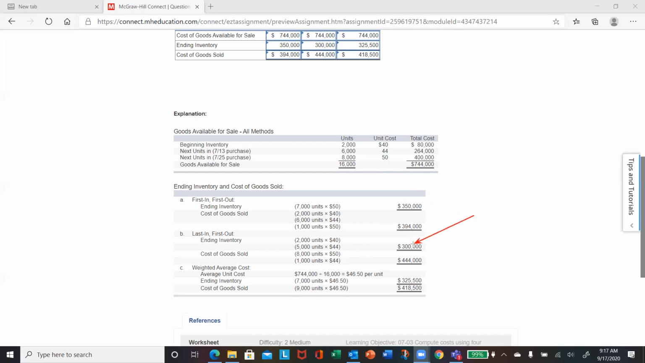And then for your cost of goods sold, remember you're going backwards, so you take the 8,000 at 50, that one gets costed out first, and then 1,000 out of this pool, which they're showing you right there at 44. So these two pools under LIFO would give you cost of goods sold of 144,000. Now, for the weighted average cost, you simply take the 744 divided by 16. It's 46.50 per unit, and then you just multiply that by the ending inventory units and the units sold, respectively, to get both the ending inventory and the cost of goods sold.